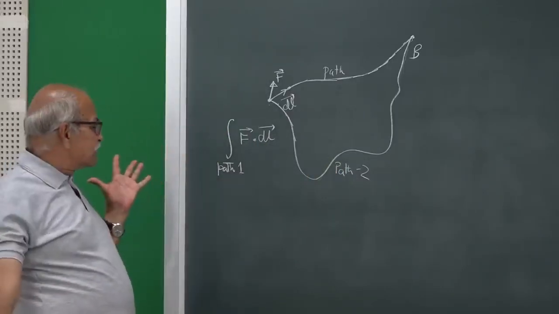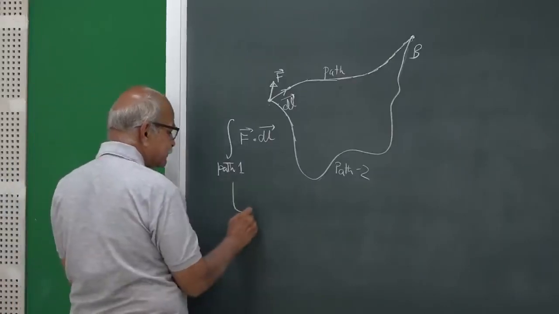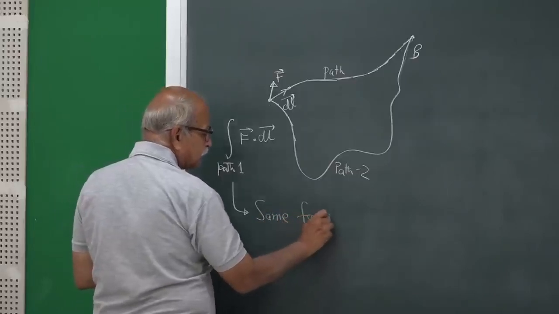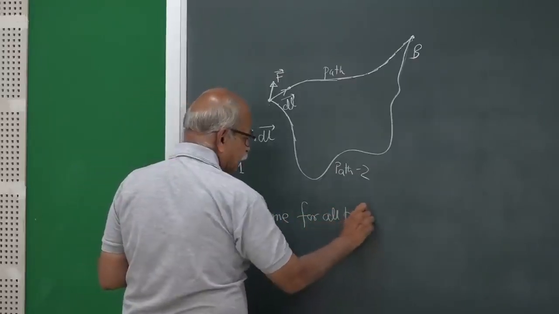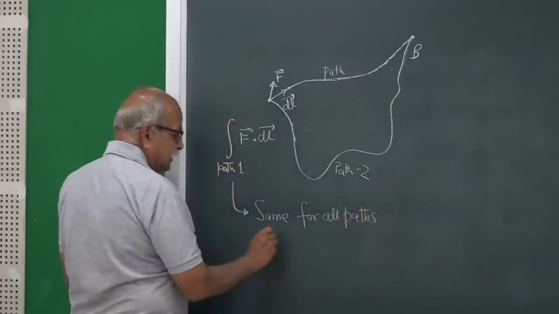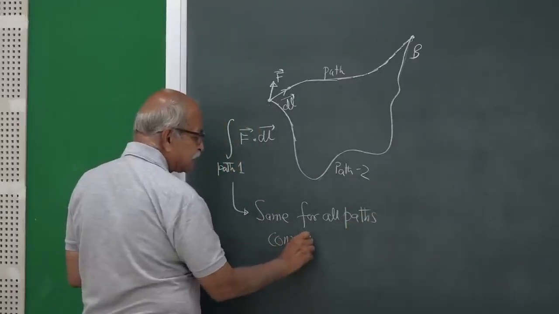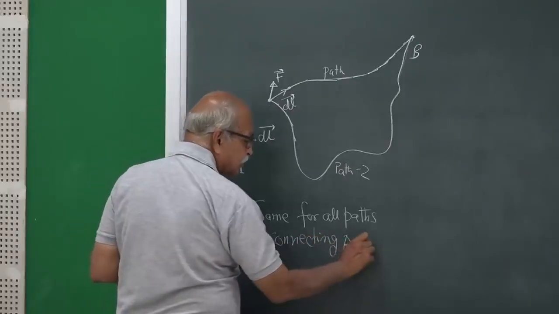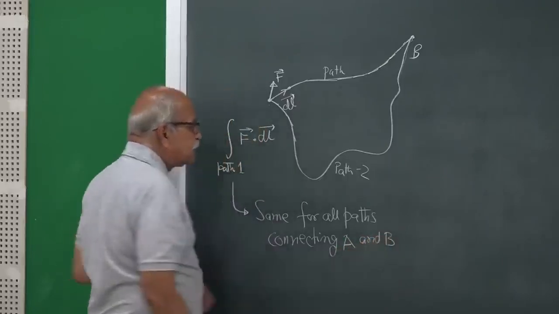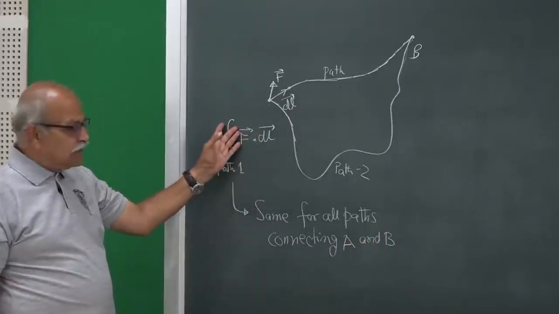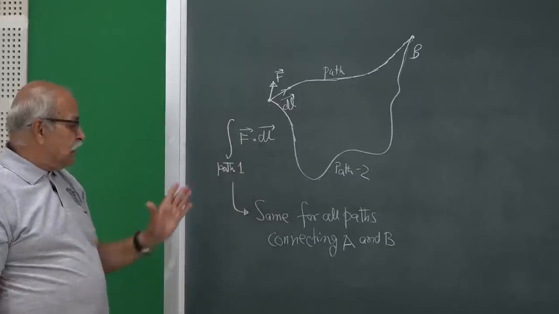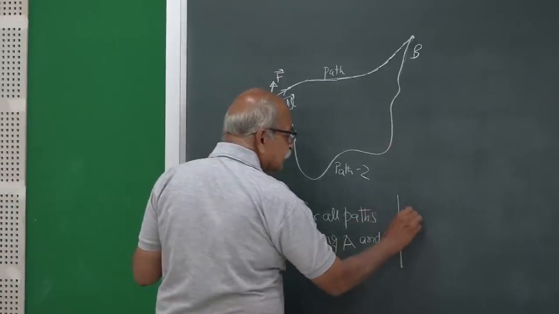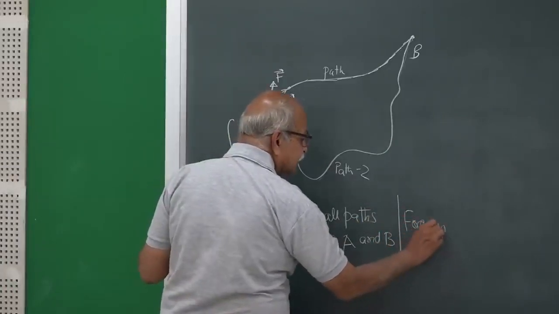Now there are two possible situations. One is that it is the same for all paths. All paths connecting A and B, the end points must be the same. We start at A and we finally stop our integration or this addition at B. So if it is the same for all paths, such forces are called conservative forces. The force is conservative.